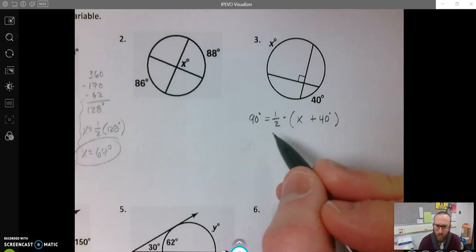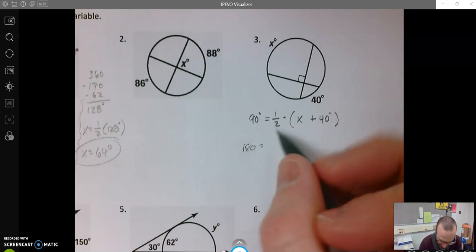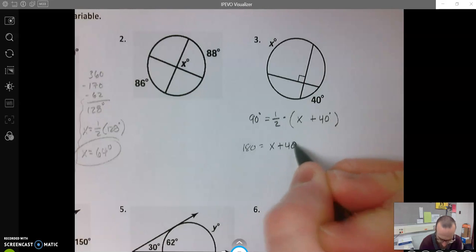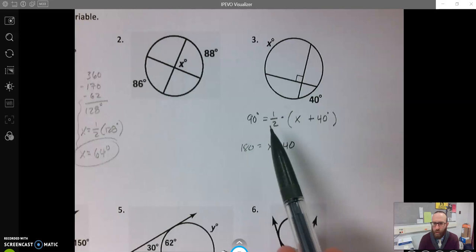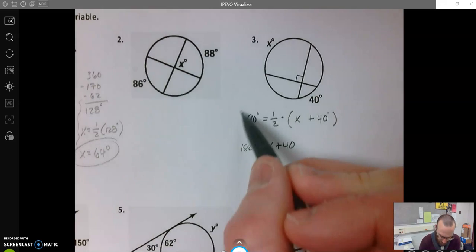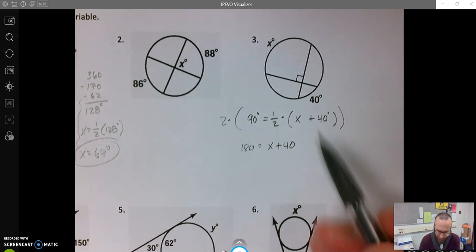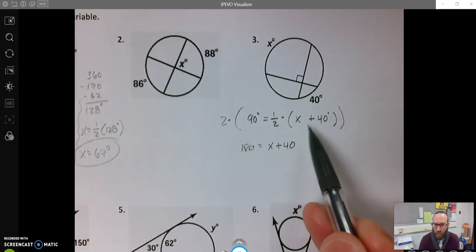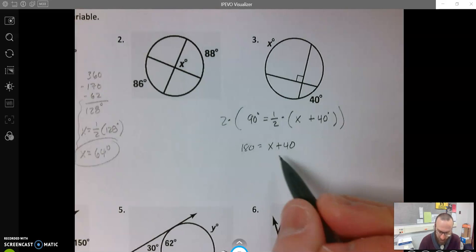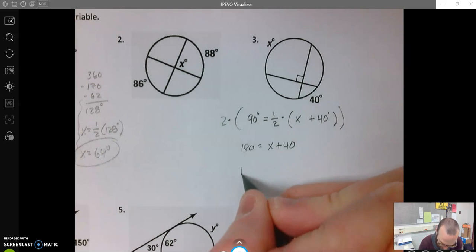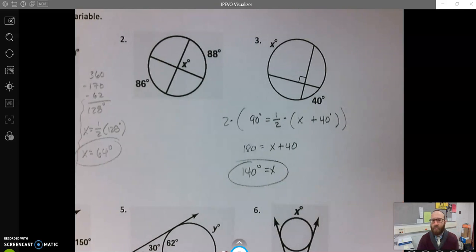Okay. So 90, well, let's actually not do that. I'm going to multiply by 2 to get rid of the half. That's going to get me 180 equals x plus 40. Rather than distribute the half and deal with a fraction later on, let's just get rid of the fraction right away. So all I did here was multiply the entire thing by 2. Okay? But that does not multiply here because it gets used up multiplying by the half. All I have to do here is subtract 40, 140 equals x.